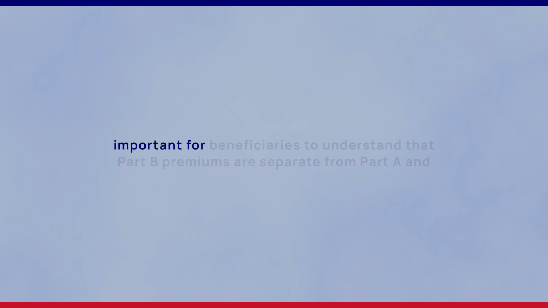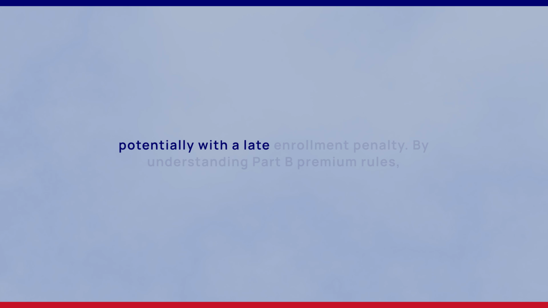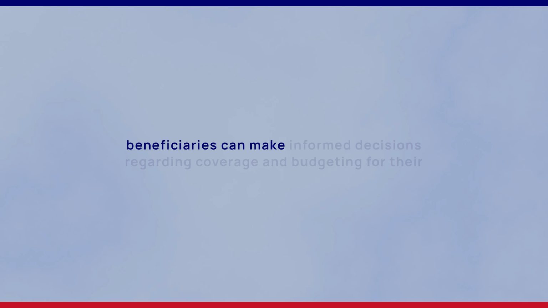It is important for beneficiaries to understand that Part B premiums are separate from Part A and must be paid monthly to maintain coverage. Failure to pay Part B premiums can result in termination of coverage and may require re-enrollment during a later period, potentially with a late enrollment penalty. By understanding Part B premium rules, beneficiaries can make informed decisions regarding coverage and budgeting for their healthcare costs.